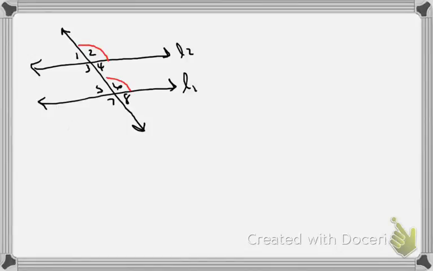Okay, in this video we're going to show all the different types of angles. I have a set of parallel lines and it's cut through a transversal. This right here is the transversal. So what I'm going to do is talk about all the different angles and how they're congruent to each other.